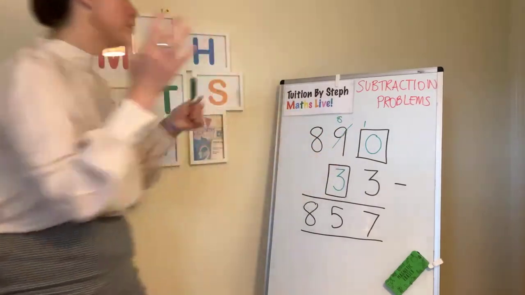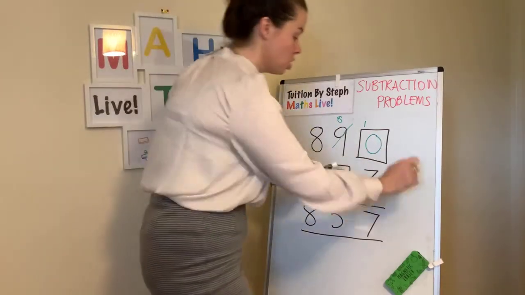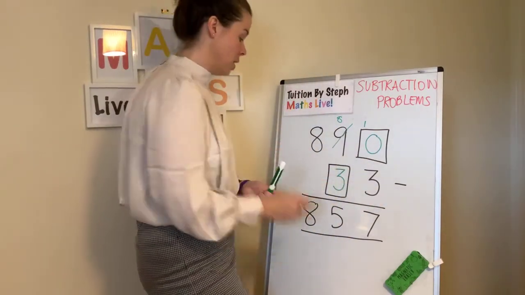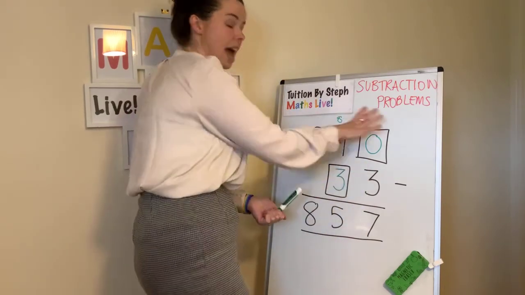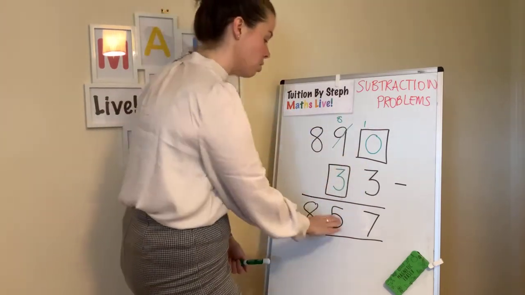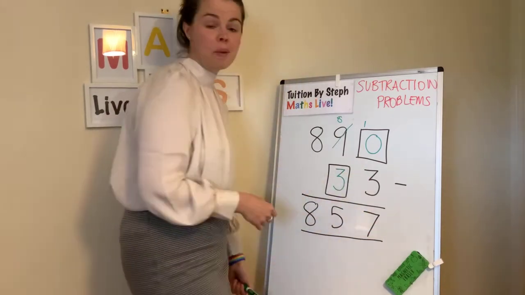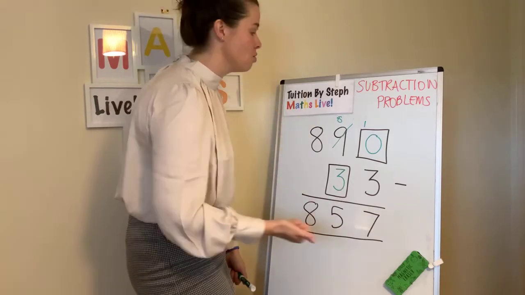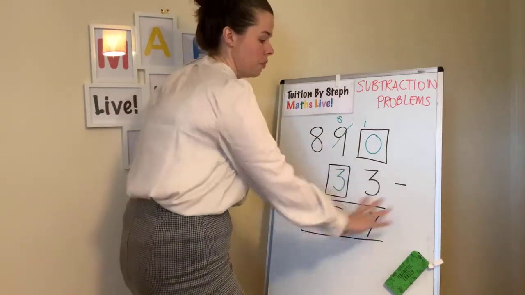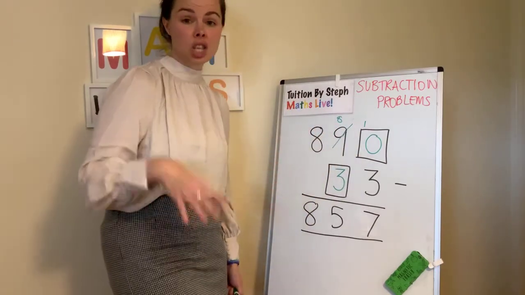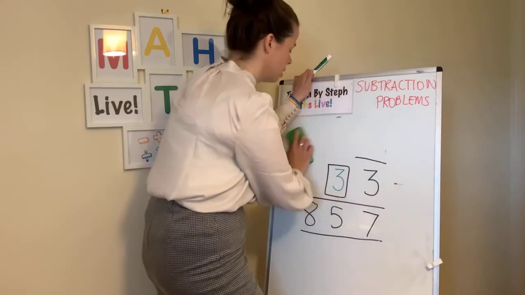And again, you step back and think, does that work? You could even do the inverse operation. Is 857 plus 33 890? Well, 857 plus 3 is 860. And then we add 30: 860, 870, 880, 890. So if you wanted to, you could do the inverse, the opposite operation to help you. Okay.